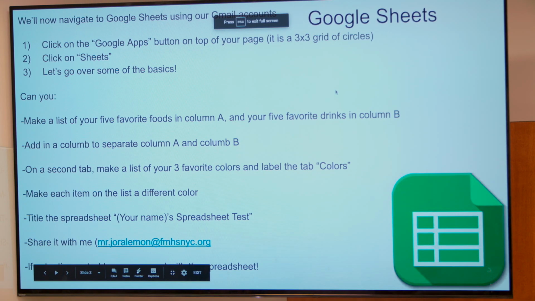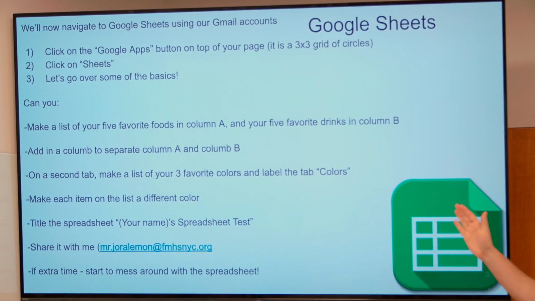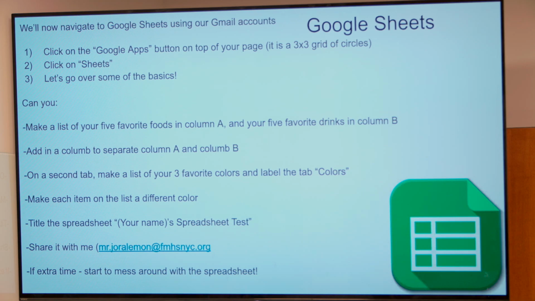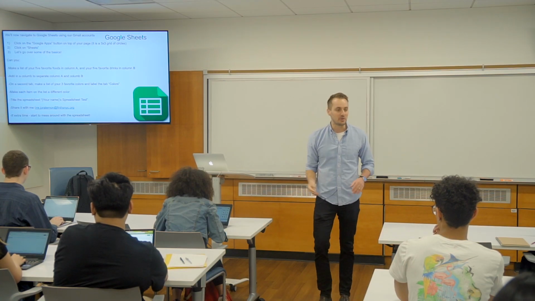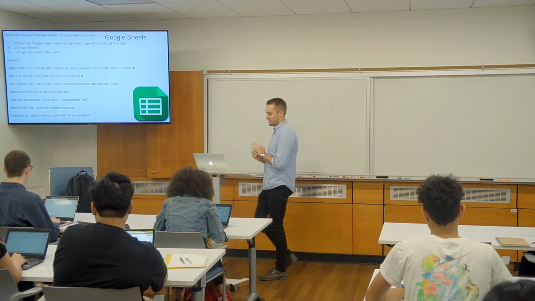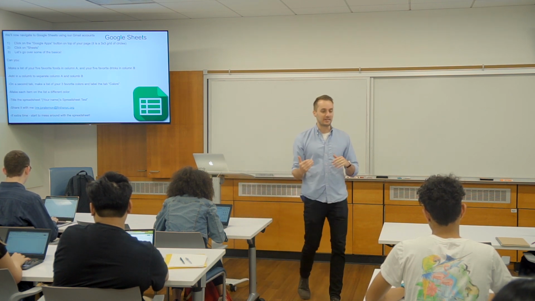So the first thing is, hopefully you're all here. You went to the Google Apps button, which was that little 3x3 grid. You went on Sheets, and then you made a new sheet. So I'm going to ask you to do some things on your sheet. Number one is, can you please make a list of your 5 favorite foods in column A? So put your first favorite food in A1 and then A2. It doesn't actually have to be your favorite food. Just give me 5 foods in column A. And then in column B, can you list your 5 favorite drinks?